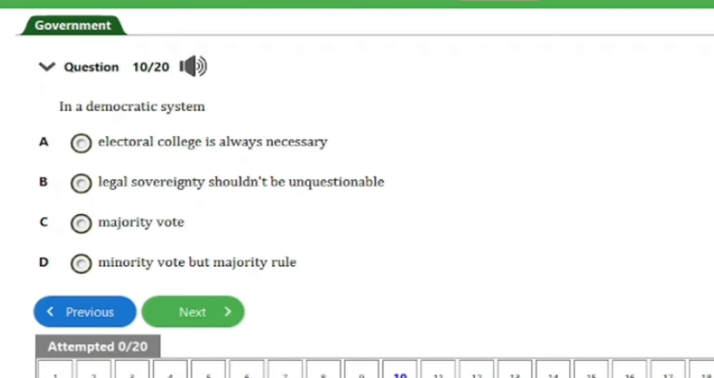Alright, so guys, this is question number 10 of 20. It says, in a democratic system, A. Electoral college is always necessary. B. Local sovereignty shouldn't be unquestionable. C. Majority vote. D. Minority vote but majority rule. So guys, the answer to this question here is option C, that's majority vote. And that's it for this question. So let's go on to the next question, guys.